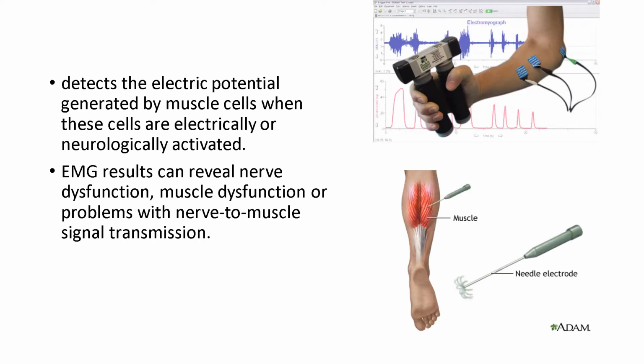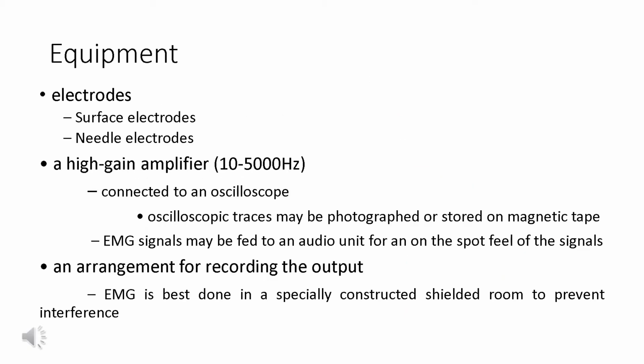EMG works by detecting the electrical potential generated by muscle cells when they are electrically or neurologically activated. The results can reveal nerve dysfunction, muscle dysfunction, or problems with nerve-to-muscle signal transmission. These signals can be analyzed to detect medical abnormalities, activation level, or recruitment order, or to analyze the biomechanics of human and animal movement. The equipment and parts of the EMG are electrodes, a high-gain amplifier, and an arrangement for recording the output.